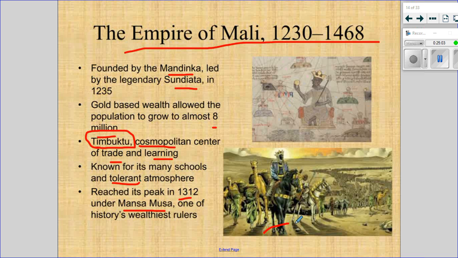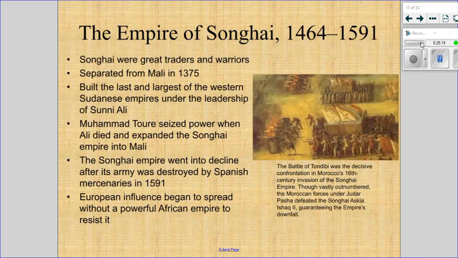This is his entourage, and he would just travel around with all of these followers, camel trains laden with gold, and wherever he went, the economy would just explode because he would pump so much wealth into it. All right, so Songhai is the last of the great West African empires.